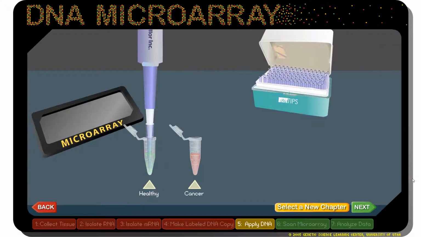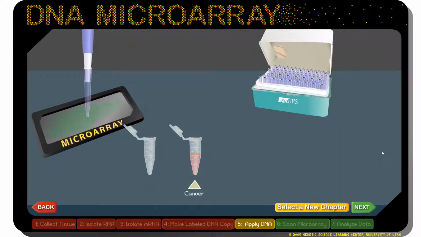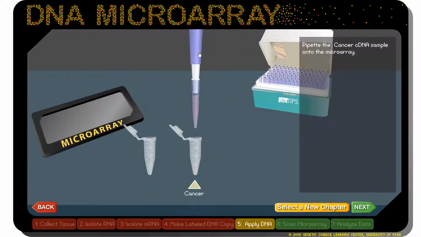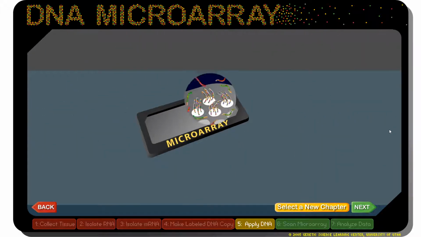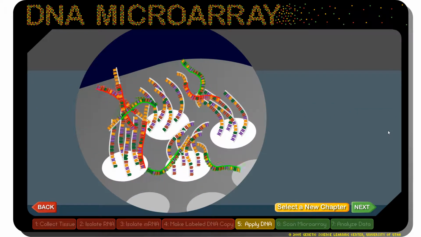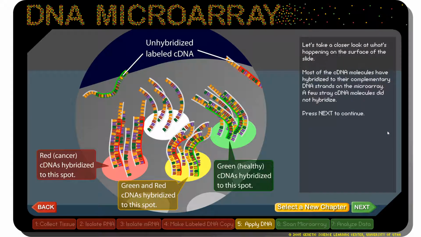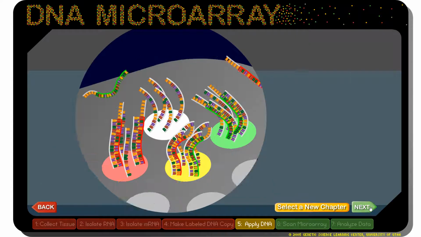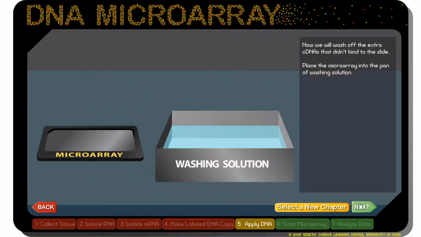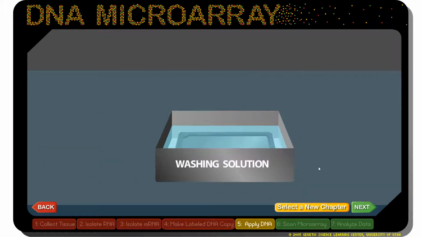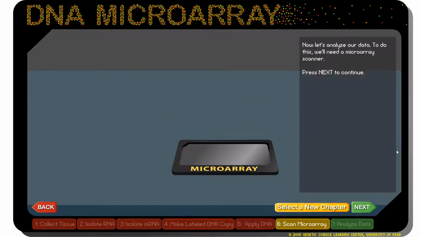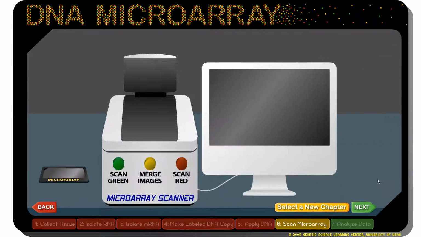Let's now pour both solutions. And this is how we can model the process. Spots that only accept labeled DNA from healthy cells will be colored green. Those with only cancer genes are red, while those spots that bind both will appear yellow. Now we will wash excess DNAs first before analyzing. And let's place it in a scanner.